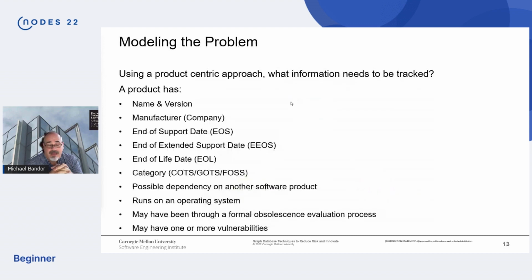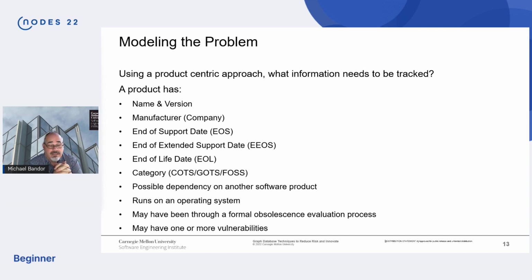So looking at the data they had, we started to figure out, answering the question, what information needs to be tracked. So every product has a name and a version. A company, obviously, created it. There's an end of support date for that particular product. There's an end of extended support date, an end of life. So I'm going to expire, but I can keep working on you for a little bit longer, which is your extended support date, and then end of life date. No, it's a dead product at that point.